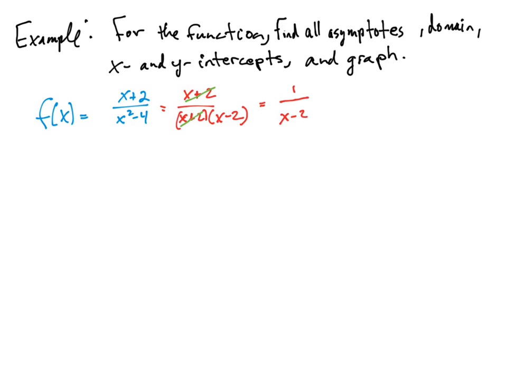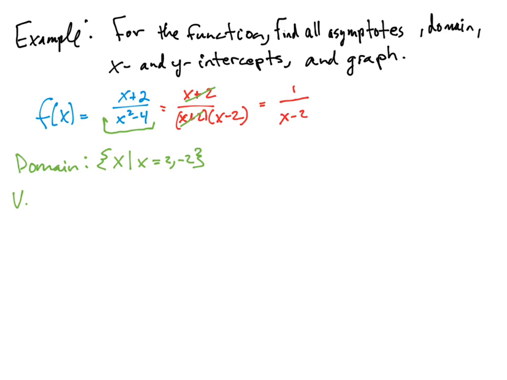Okay, so let's find the domain. The domain is going to be anything that makes the denominator 0. Well, 2 and negative 2 would make the denominator of this original function 0. So we're going to say all x such that x does not equal 2 or negative 2.